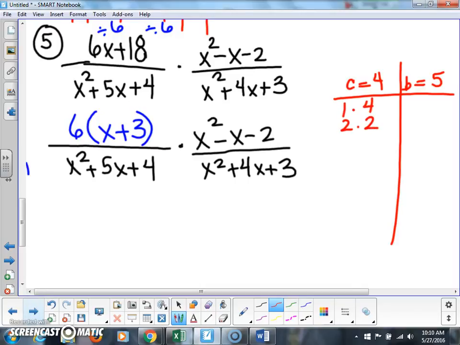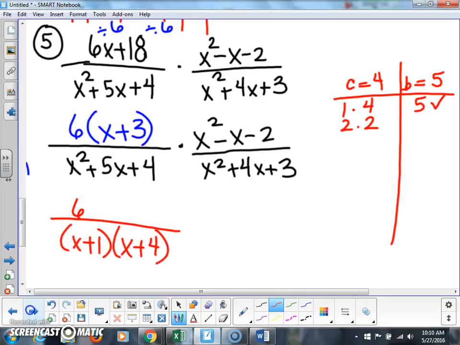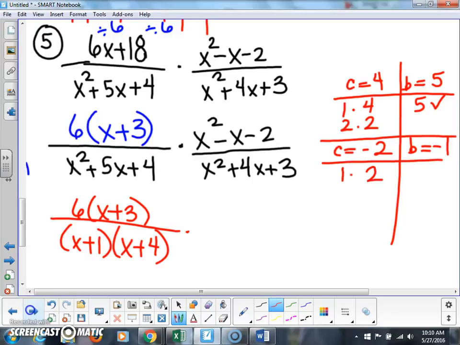Alright guys, so the factors of 4 are going to be 1 times 4, 2 times 2, and when you add those together, 4 plus 1, you get 5. So your factors are going to be x plus 1 and x plus 4 for the denominator. We already factored the numerator. Now we need to factor the next part. Okay, what are the factors of negative 2 that add up to negative 1? The factors of negative 2 are 1 times 2. One of them needs to be negative, that gives me a positive 1. So one of these needs to be negative. This gives me a negative 1. My factors are going to be x plus 1 and x minus 2.